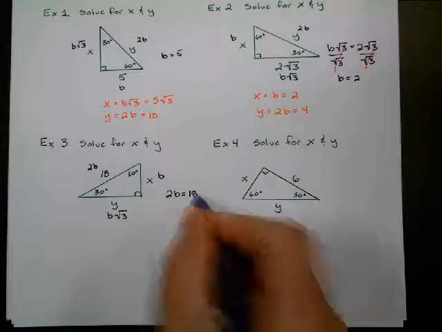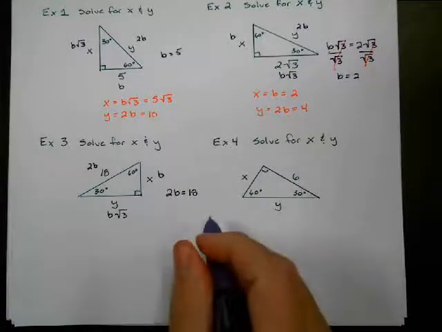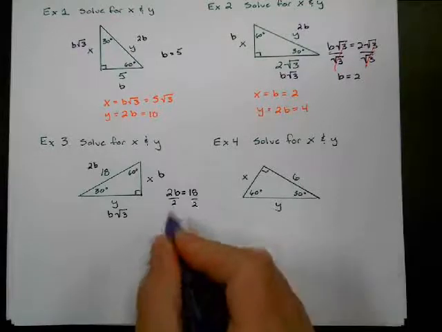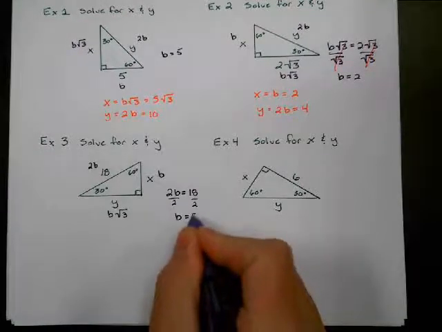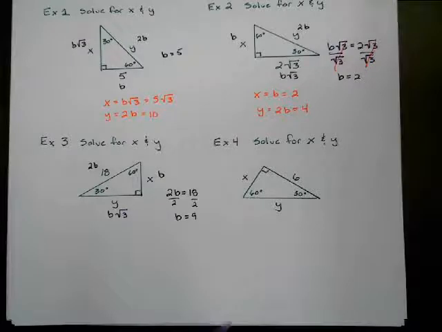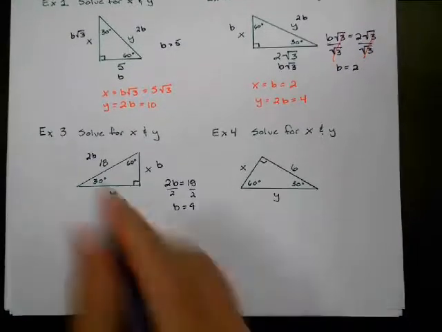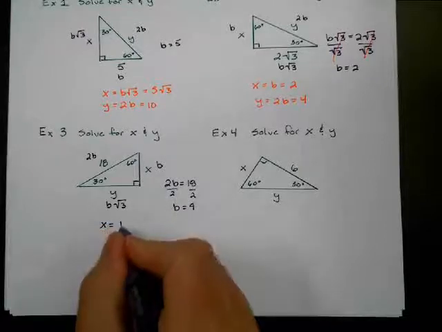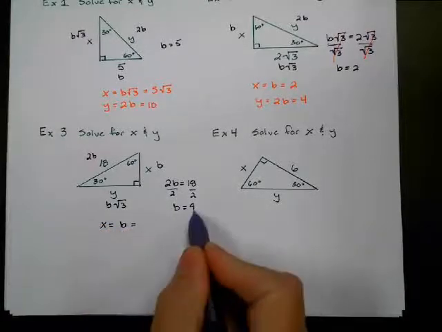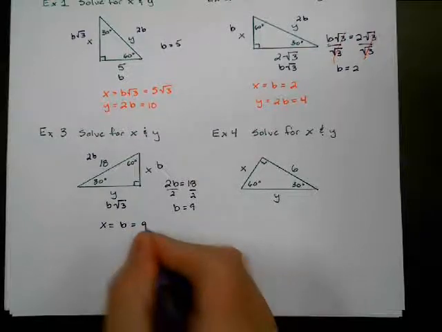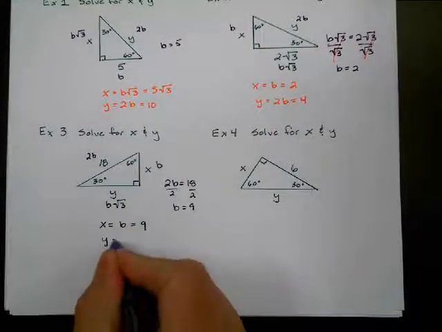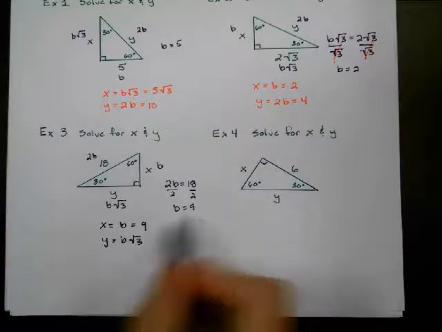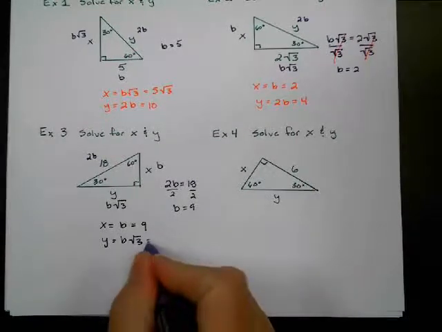So again, I want to know what B is. So I'm just going to divide by 2. And B must be equal to 9. Okay, now I can figure out what X and Y is. X would be equal to B, and B we just said is 9. Y is equal to B root 3. B's 9, so I'm just going to plug 9 in there, and I would get 9 root 3.